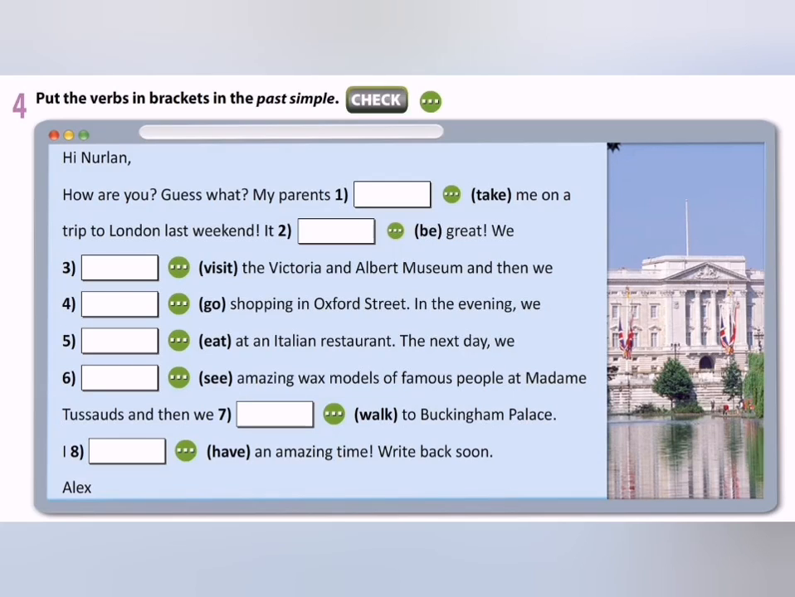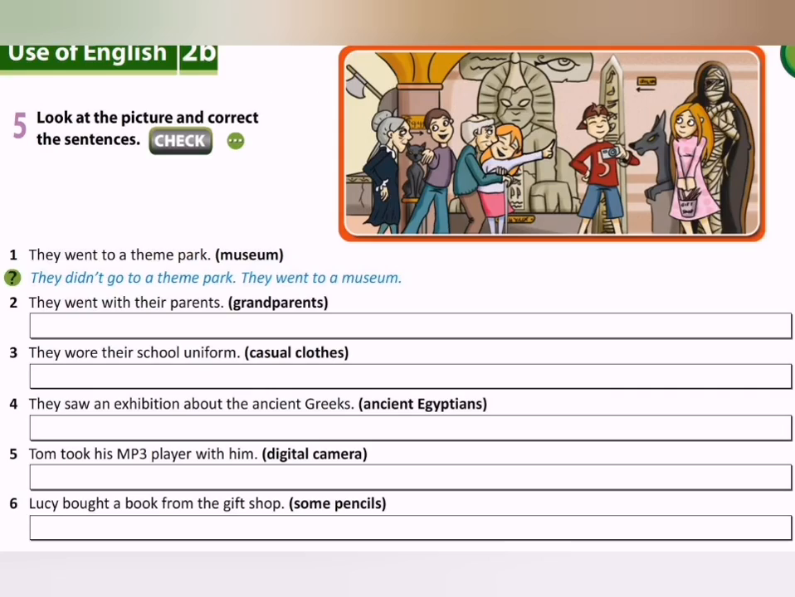Exercise 4. Put the verbs in brackets in the past simple. Exercise 5. Look at the picture and correct the sentences. For example, first, they didn't go to a theme park, they went to a museum.